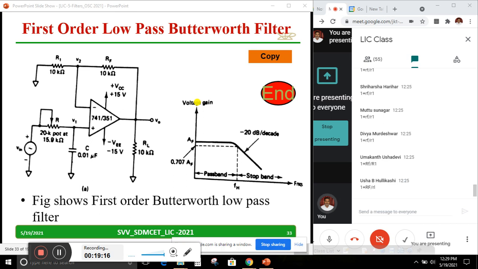But we have discussed already many times. Now V0 equal to, I have to write down the equation. Try, it may be wrong also. Just type your answer in the chat box.